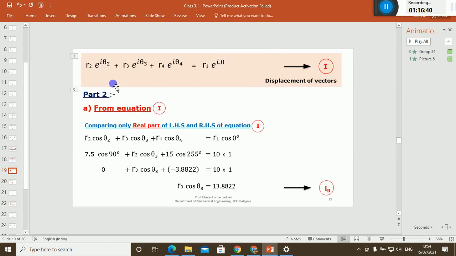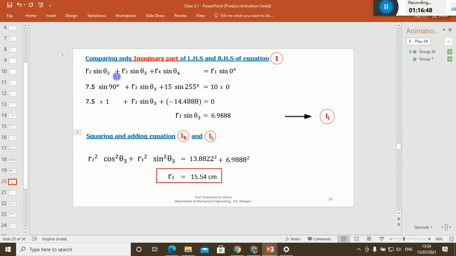I'll get the comparison of LHS and RHS with respect to the imaginary part. Instead of cos, you need to replace sin. So you'll get this one. Okay. So after simplification, you got this one, that is II, the first equation with the imaginary part.